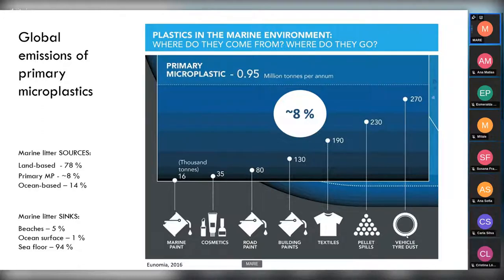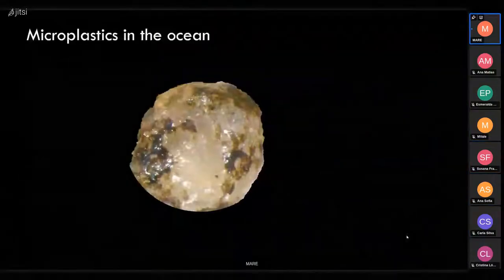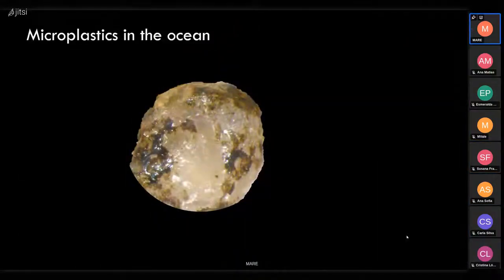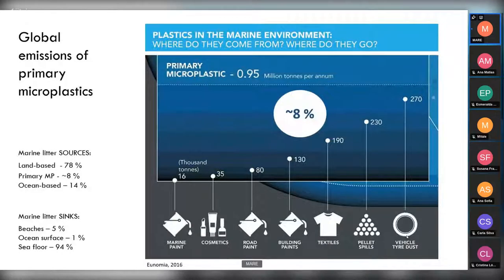Okay, so this is some data also about sources and sinks of marine litter. I always like to mention this because the ocean surface only accounts for 1% of all the litter. So what you see at the surface is like the tip of an iceberg. All the litter is already at the bottom, 94% (these are estimates again), and 5% on beaches and coastal areas. So really, what shocks us when we see it in the ocean is nothing compared to what we have below.